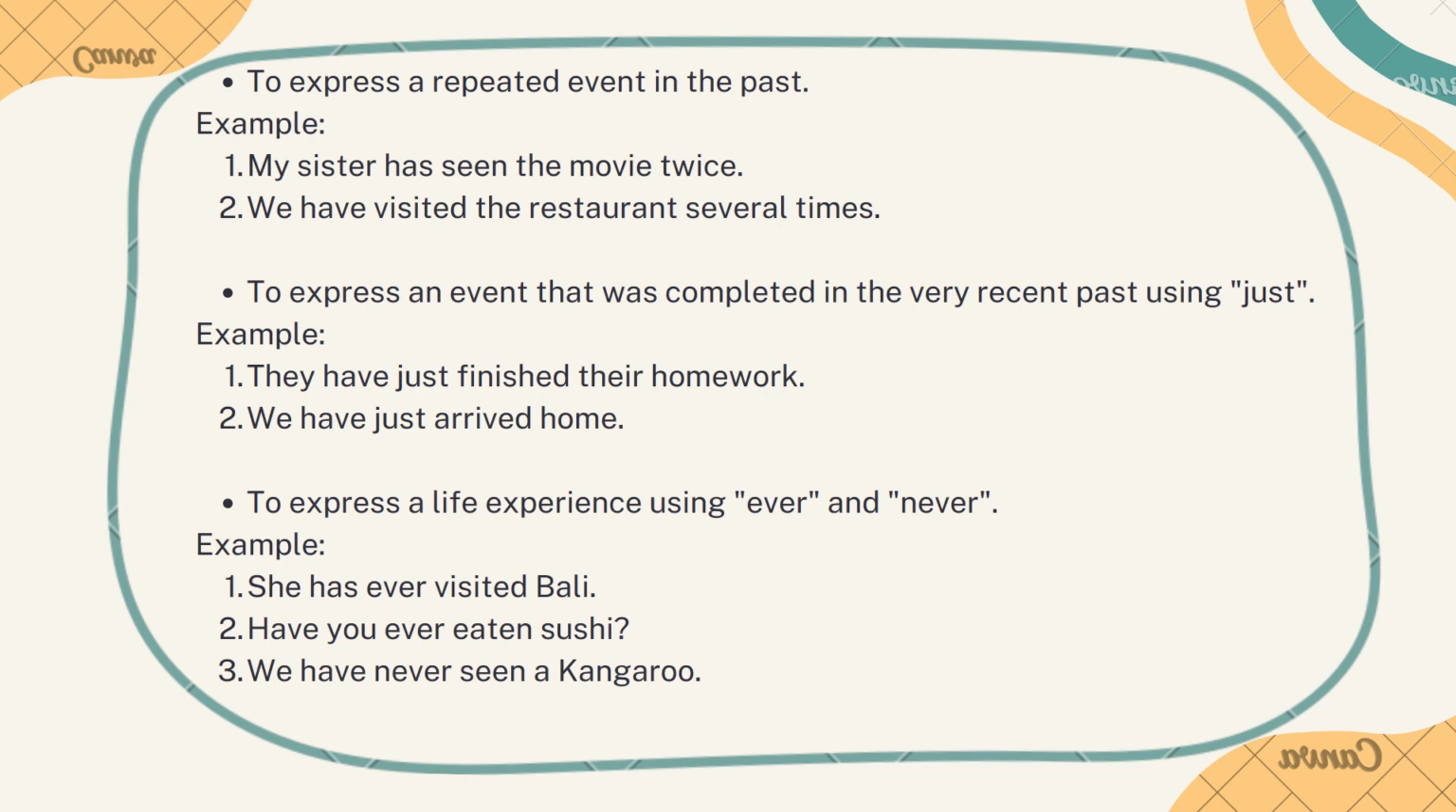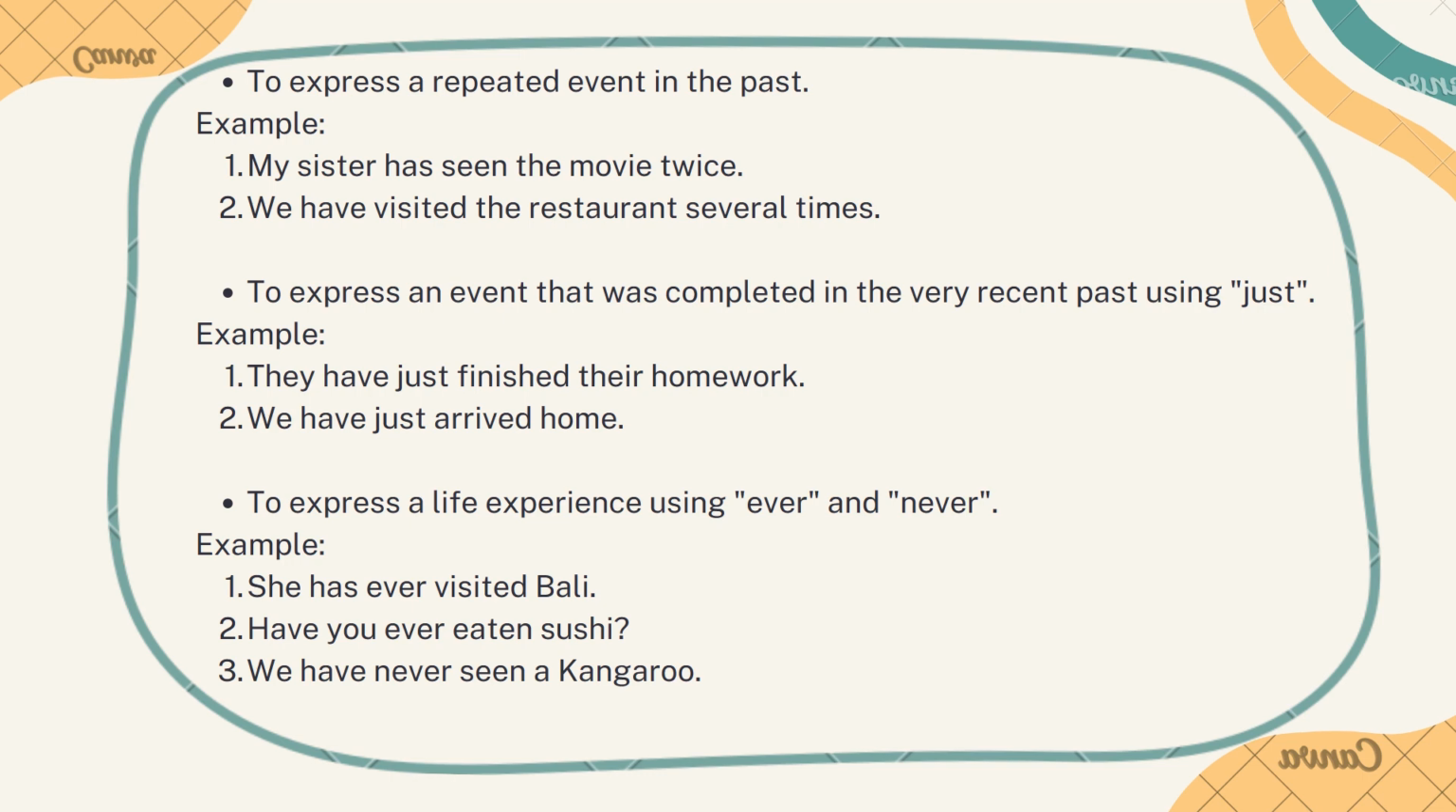Okay, let's take a look at the second example. We have visited the restaurant several times. We can say a few times, several times. And maybe if you have visited the restaurant a lot of times or many times, we can also say that. Alright, let's see the next function of the present perfect tense.